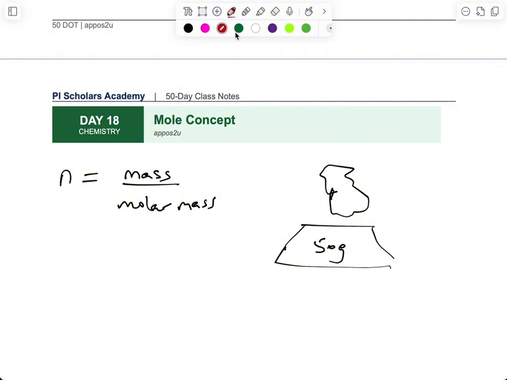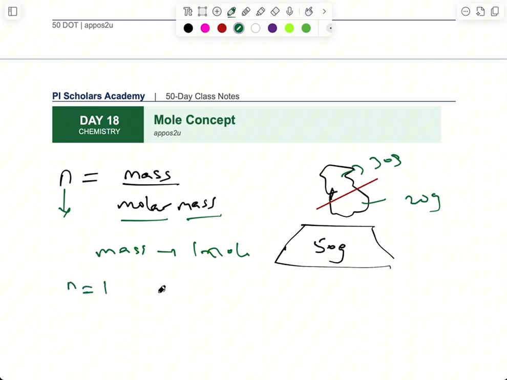This same object, I can cut it into maybe two halves, and one half is going to weigh 20 grams, and the other half is going to weigh 30 grams. So it is still the same substance, it has not changed. But when we say molar mass, we're talking about the mass that corresponds to 1 mole, meaning that in this case, n is going to be equal to 1. So if you cross multiply, mass is going to be the same thing as molar mass.